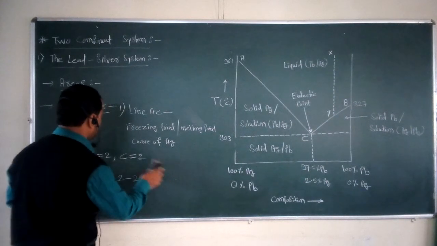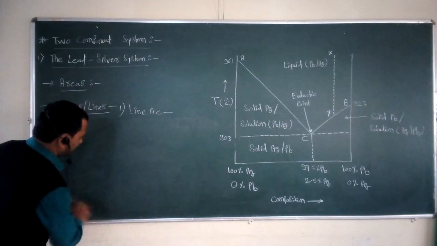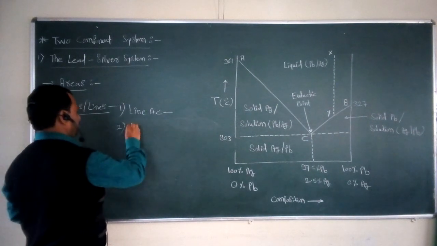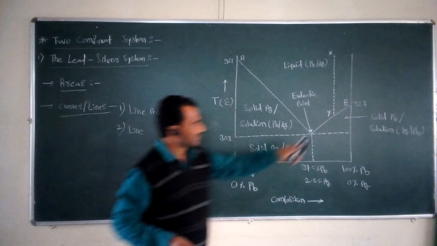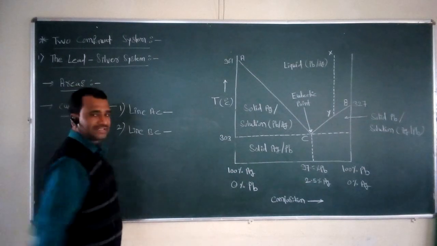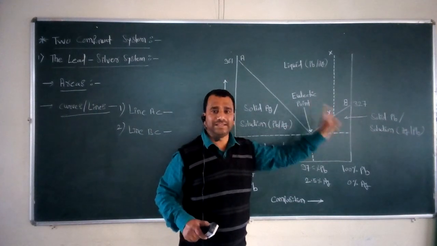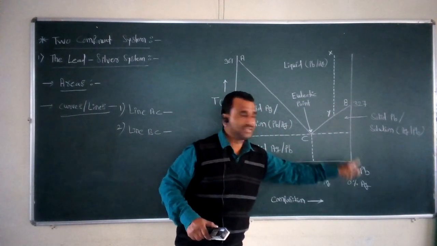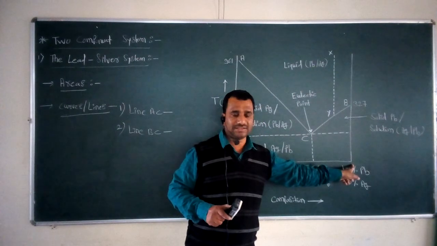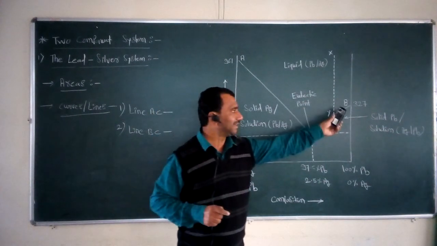The second important curve or line for this phase diagram is the line BC. This is called the line BC. Now, this line BC is called the freezing point curve. It is the freezing point curve of the element lead. Why is it a freezing point curve of the lead? Because if we look at its composition, on this side 100% lead is there. That's why it is called a freezing point curve of the lead.